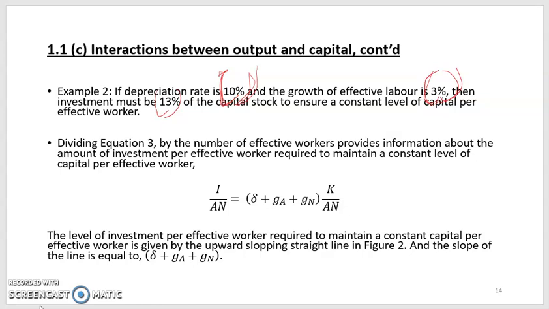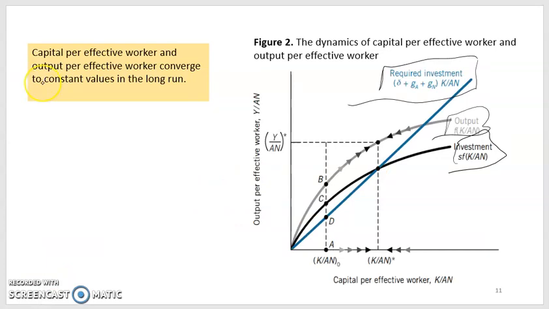So if we divide equation 3 by the number of effective workers, it provides information about the amount of investment per effective worker required to maintain a constant level of capital per effective worker, which is given by this relation here. So the level of investment per effective worker required to maintain a constant capital per effective worker is given by the upward sloping straight line in our curve here, this one. And the slope of the curve is given by this fraction here, which is depreciation plus growth of technological progress and growth of population.